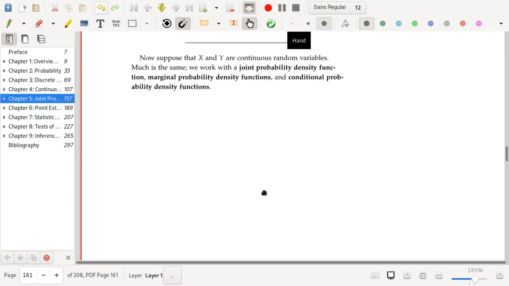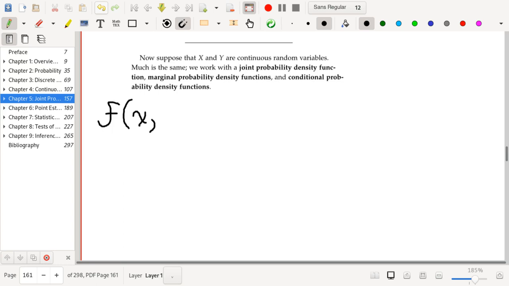Okay, suppose that X and Y are continuous random variables now. A lot of the stuff is the same. It's just we're going to replace probability mass functions with probability density functions. For what it's worth, we're not going to end up dividing by 0, because the probability density function should not be 0, right? Even though we have 0 probability events, that's not what we're using.